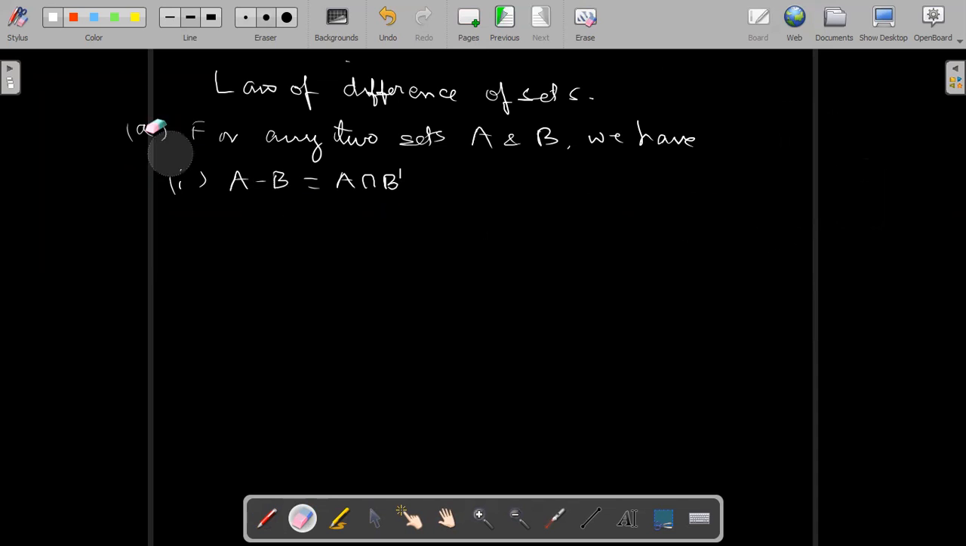So complement means all elements in the universal set except the elements of B, and it is denoted by dash. So A minus B is always equal to A intersection B complement, and similarly B minus A will be the intersection of B with A complement.